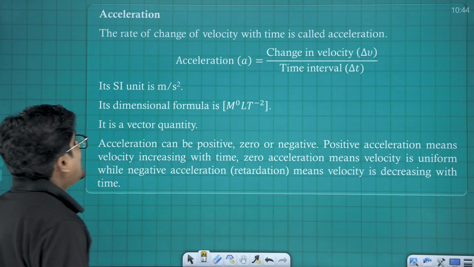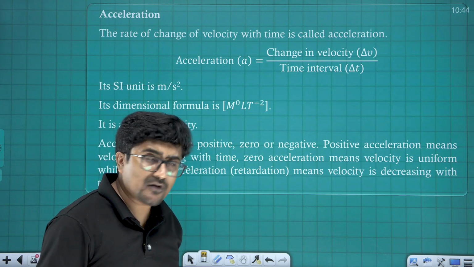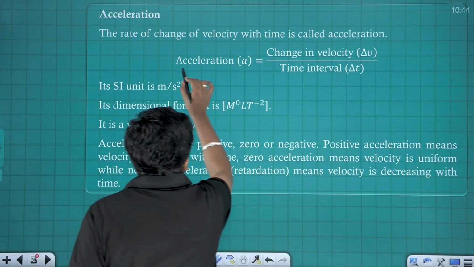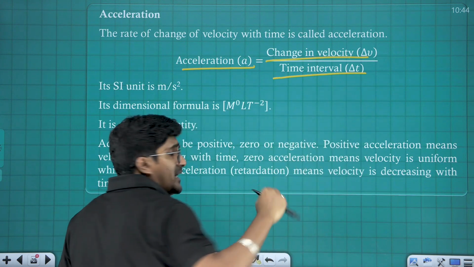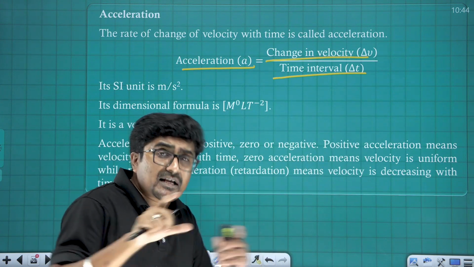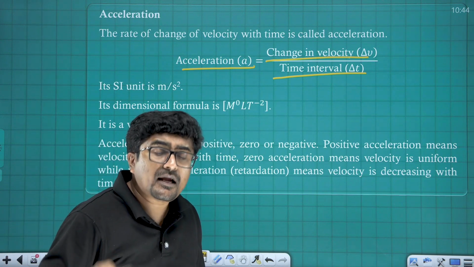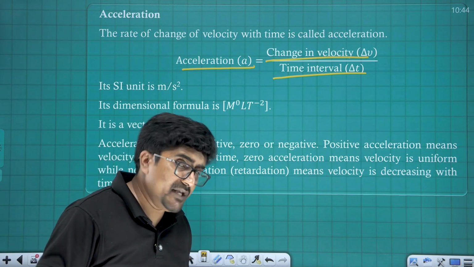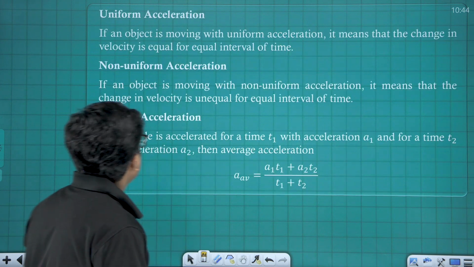Moving to the next, that is acceleration. Acceleration is rate of change of velocity. The standard expression is change in velocity upon time taken. Average acceleration means total change in velocity upon total time taken, and instantaneous acceleration means dv by dt. Both have the same unit, LT raised to minus 2.